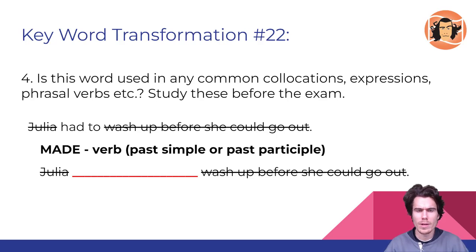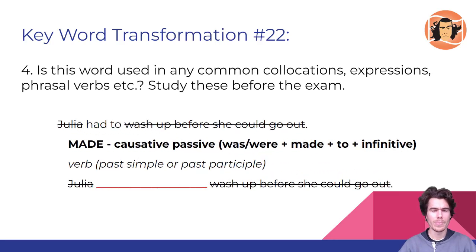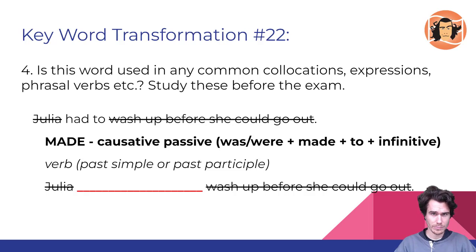Step 4. Is the word made used in any common collocations, expressions, or phrasal verbs? You should write them down if you can think of some. And if you have lots that you can think of, then try to write down an appropriate one based on the information we have in our sentences here. Take a minute to do this, and when you're ready, continue watching the video, and I'll show you what phrases I wrote down with made. Okay, so hopefully you've done that. Now, I've written down made is used in the causative passive. Often we say was or were and made and then to and an infinitive after. And I thought that could be relevant to this circumstance.